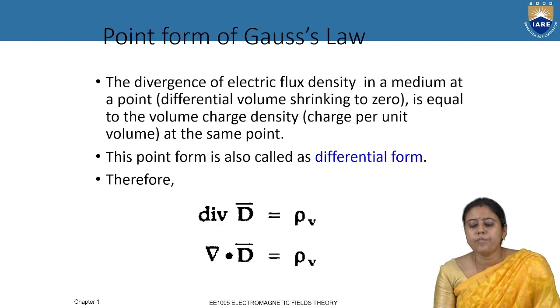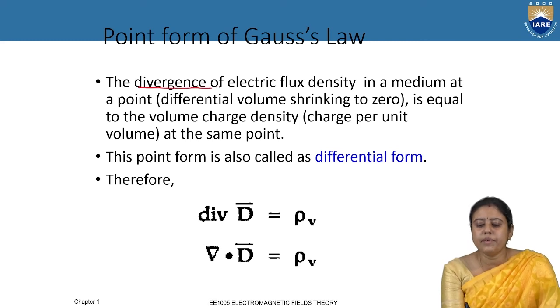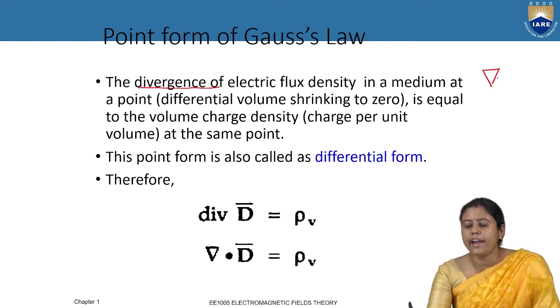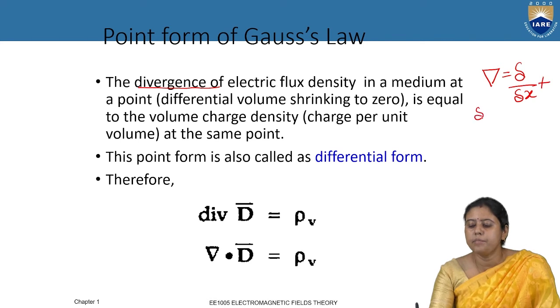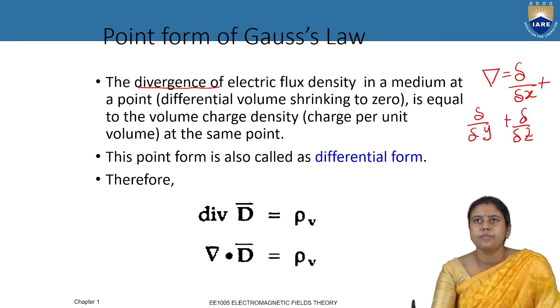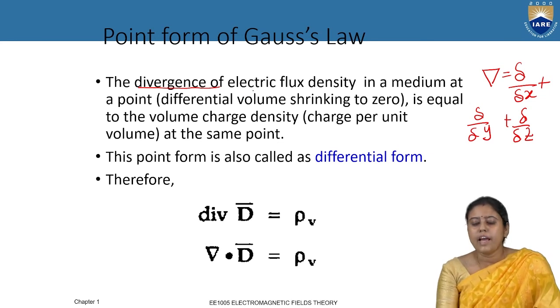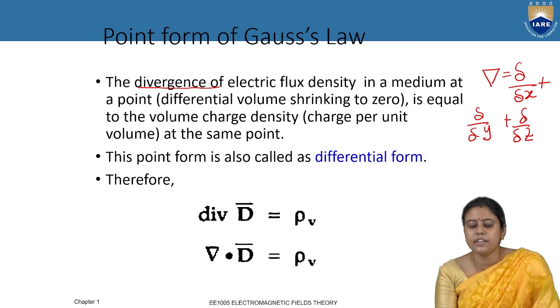So what is the point form of Gauss law? In the point form of Gauss law, we can calculate the divergence of electric flux density. What is the meaning of divergence? Divergence we write with grad, and it is nothing but the differentiation del by del x plus del by del y plus del by del z. So the divergence of electric flux density in a medium at a point is equal to the volume charge density.